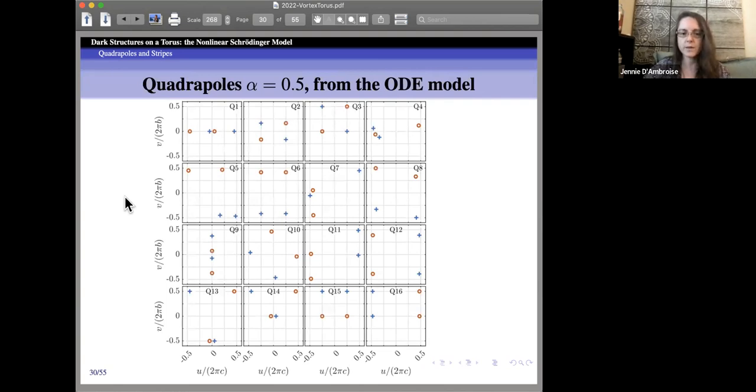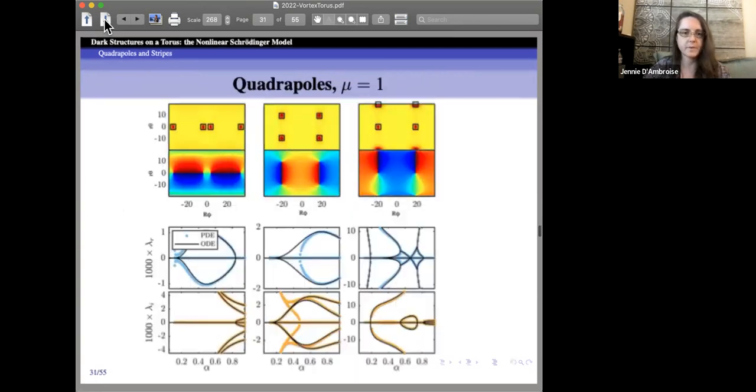So for the quadrupoles, again, what you can do is go back to that ODE model. You can reduce it to the quadrupole situation, and you can do a systematic search of all of the possible quadrupole positions and find where the velocity is equal to 0 and where there's a predicted solution. So again, these are results from the PDE, and you can see that the matching from the ODE is with these little square boxes. We see a very good match between the ODE and the PDE.